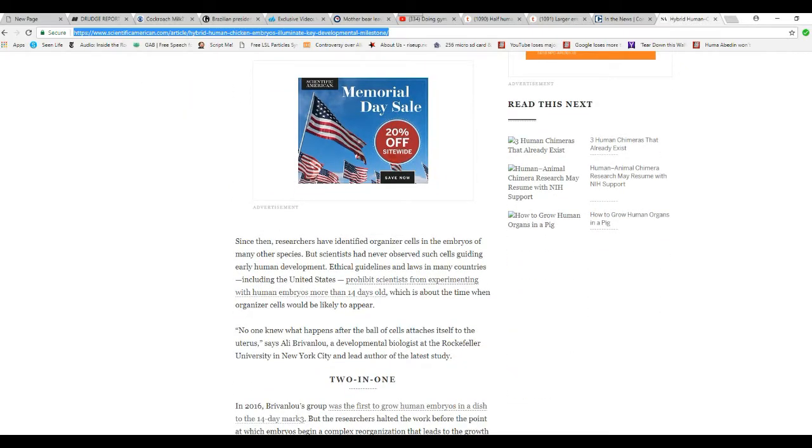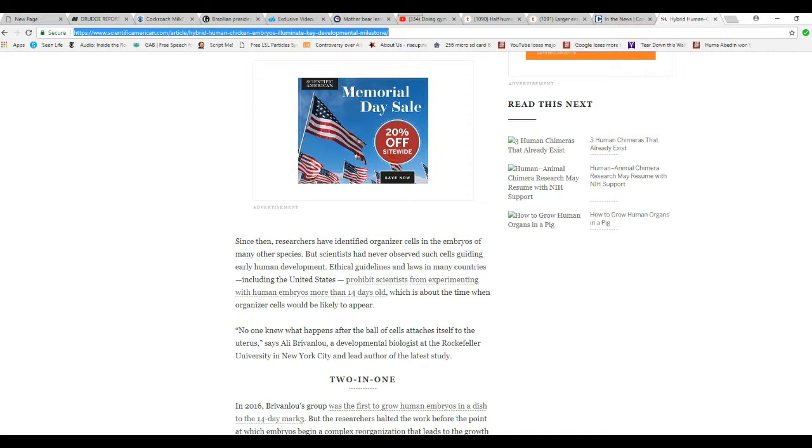This is sick. Since then, researchers have identified organizer cells in the embryos of many other species. Scientists have never observed such cells guiding early human development. Ethical guidelines and laws in many countries, including the United States, prohibit scientists from experimenting with human embryos more than 14 days old, which is about the time the organizer cells are likely to appear. So they've gone around the ethical guidelines, which means they're unethical.